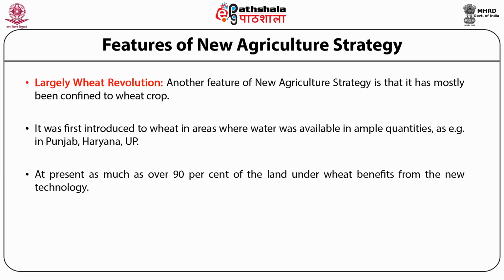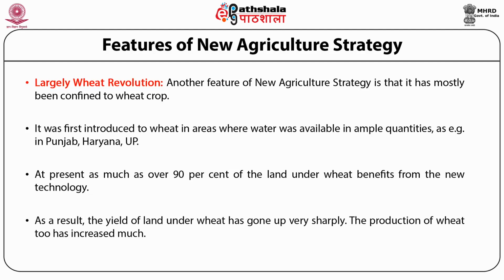Most of the high yielding variety seeds belong to the wheat crop. And in the case of chemical fertilizers, most of these are being used in the production of wheat. The result is that the yield of land under wheat has gone up very sharply. The production of wheat too has increased much.